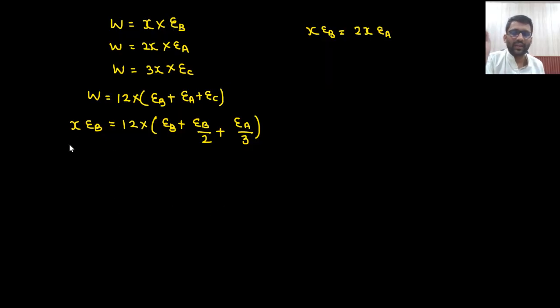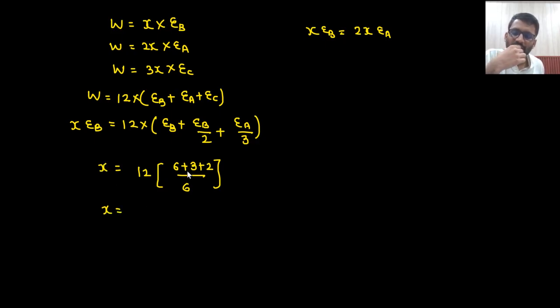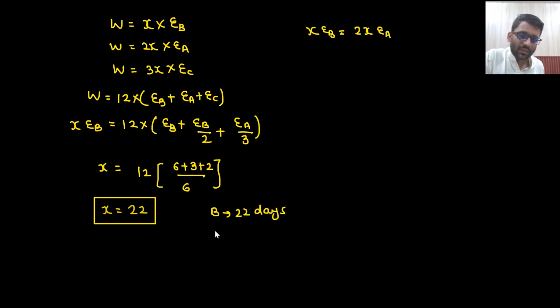If you solve the problem, you can get the value of x. What will be the LCM here? 6. 6 plus 3 plus 2, into EB, is 11, and 2 is there, so 22. So x you are getting as 22. That means B can do the work in 22 days, A can do the work in 44 days, and C can do the work in 66 days. So this could be the other method as well.